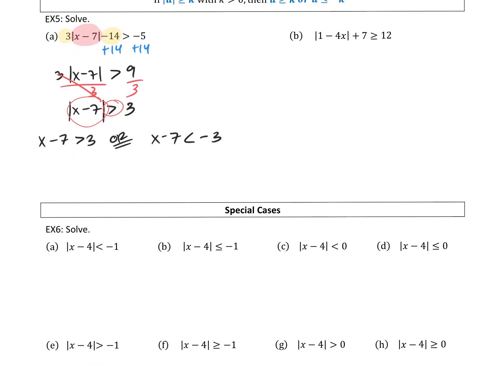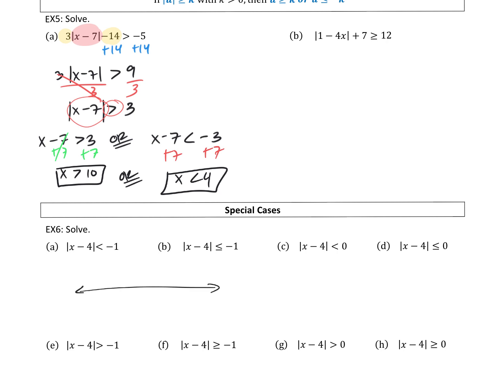Okay, so let's go ahead, continue solving, add 7 to both sides. We get x is greater than 10, or, again, write that or. Add 7 to both sides, and we get that x is less than 4. So how would we graph this? Let me go ahead and leave some space here. Actually, I'll graph it down here, and then I'll erase it.